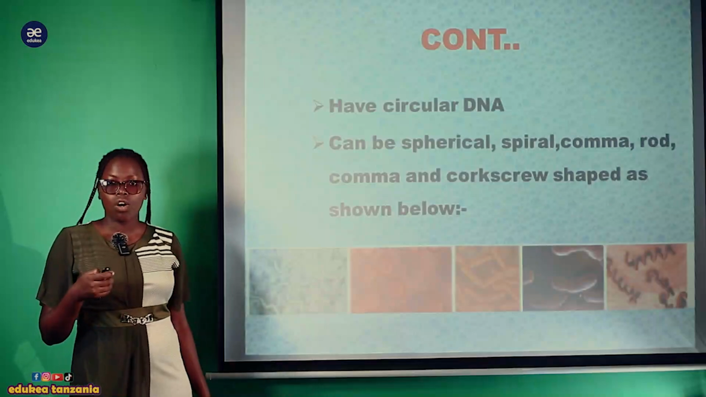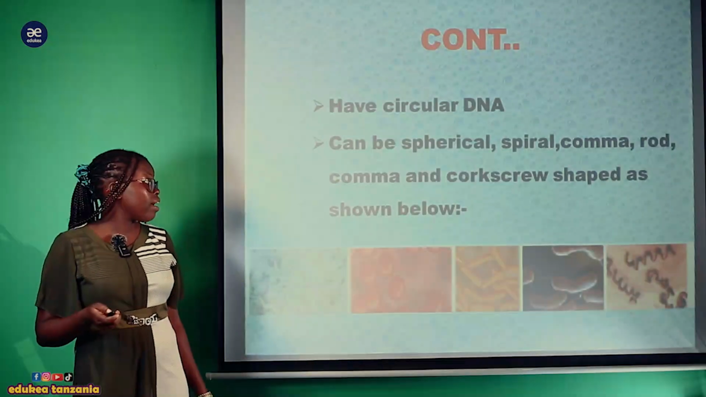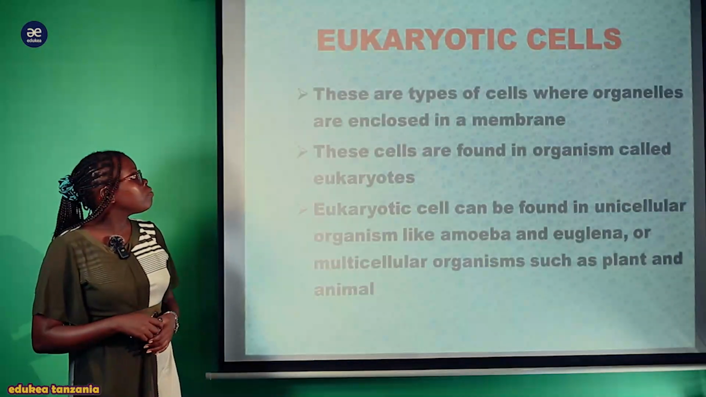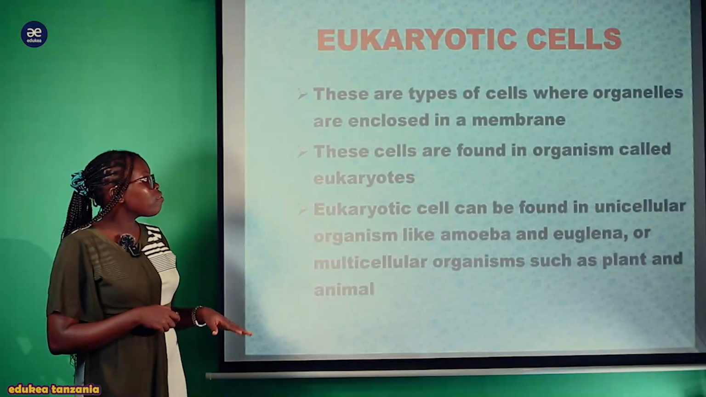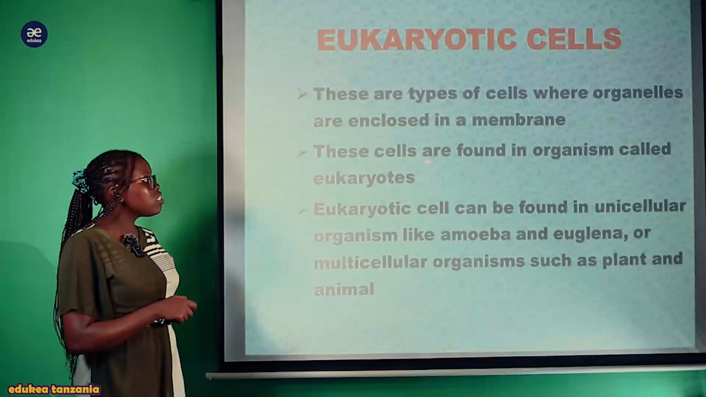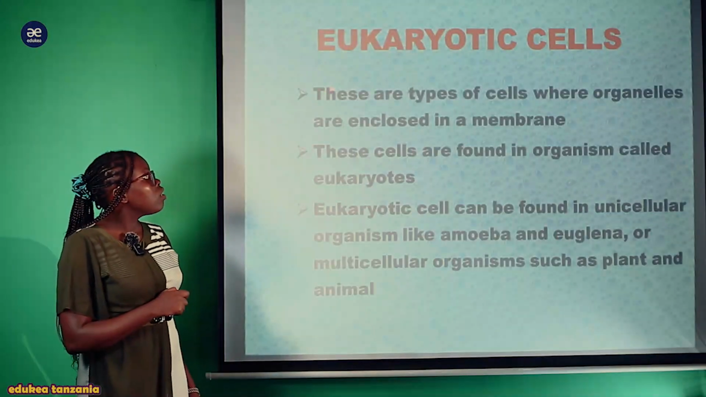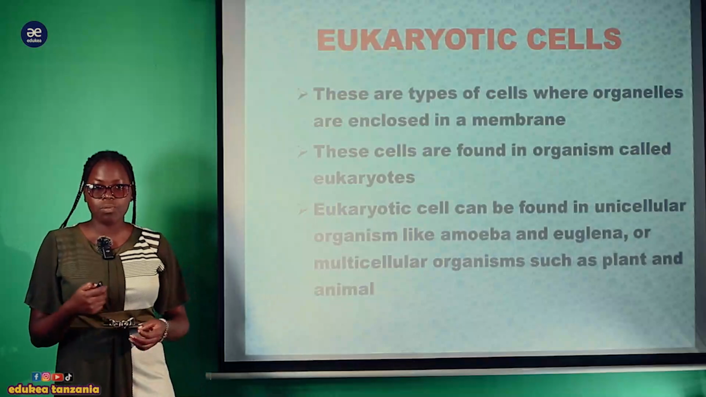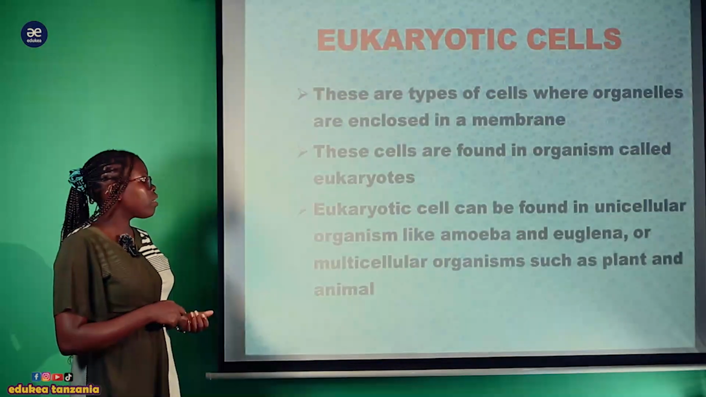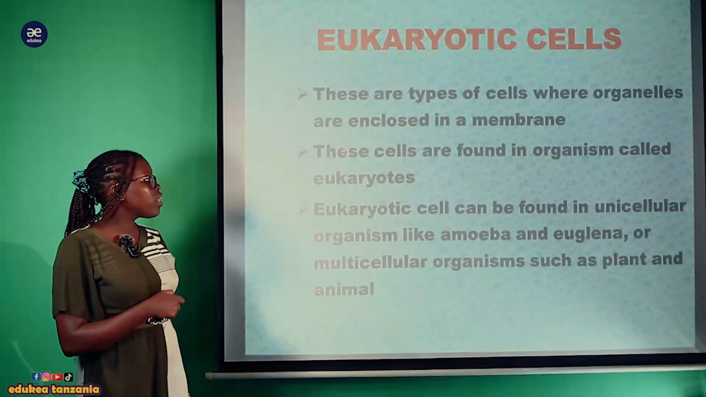Now eukaryotic cell, the type of cell where organelles are enclosed in a membrane. So hizi hapa cell za eukaryotes zenyewe zinakuwa na nucleus ambazo zimebe enclosed within the nuclear membrane. These cells are found in organisms called eukaryotes. So organisms which possess the eukaryotic cell with membrane bound nucleus tunaita ni eukaryotes.